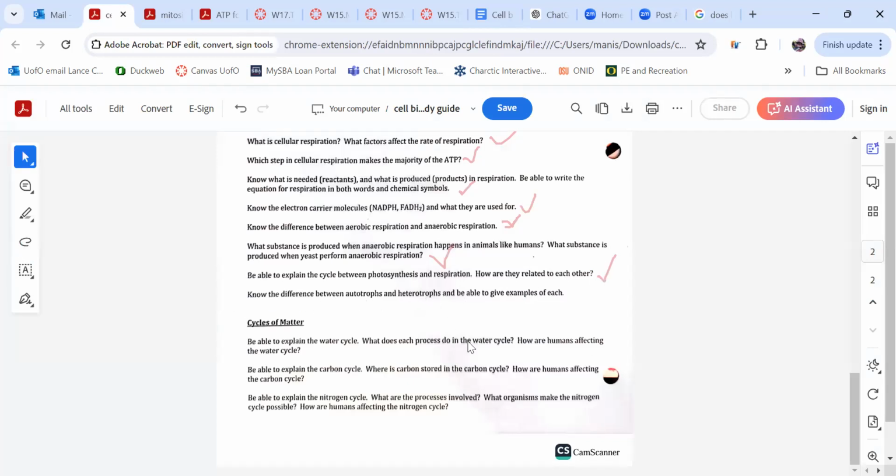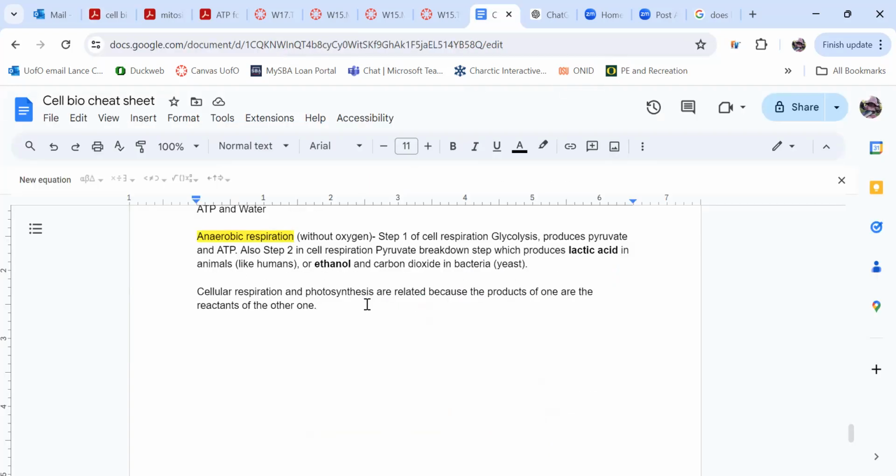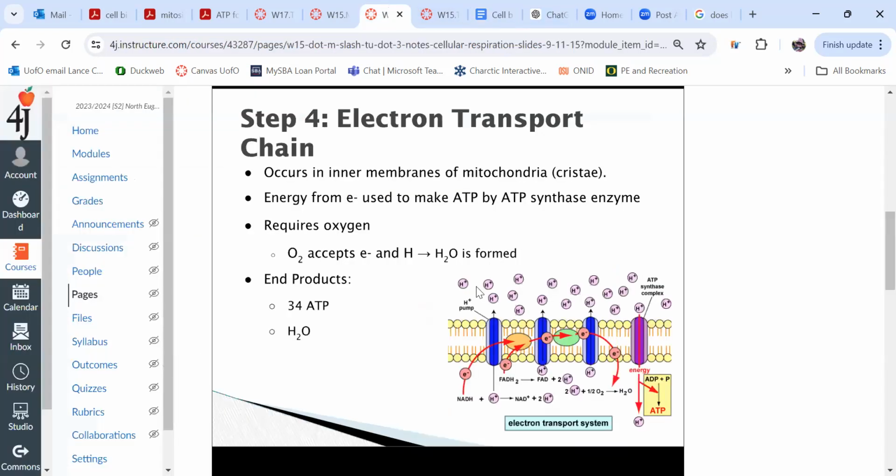Know the difference between autotrophs and heterotrophs and be able to give examples of each. Okay, so for this one, it's in the notes somewhere, but we're so close to being done. Let's give you all this one. Heterotrophs, autotrophs. Actually, I think I do know where to find this. Autotrophs, but we know that autotrophs produce their own energy. Example, plant. How do I say this about heterotrophs? Maybe I will refer to the notes.